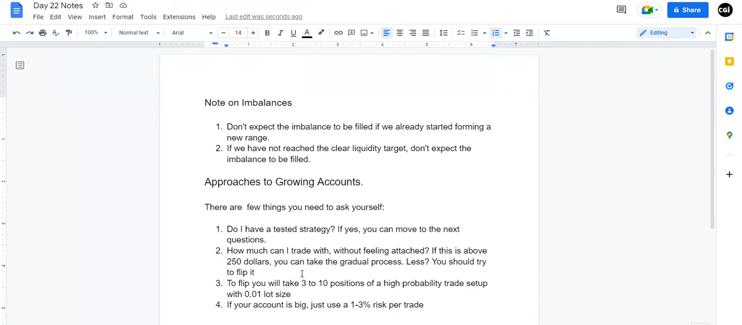If you are flipping, you use 8 to 10 positions per trade, and once you get up to like $250 or $300 or $500, you can now stop and then use good risk management.